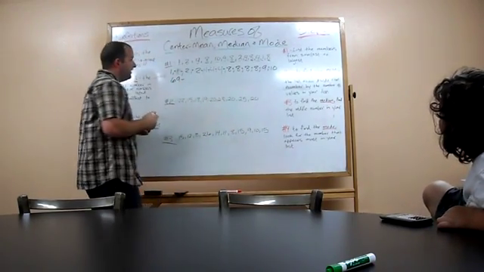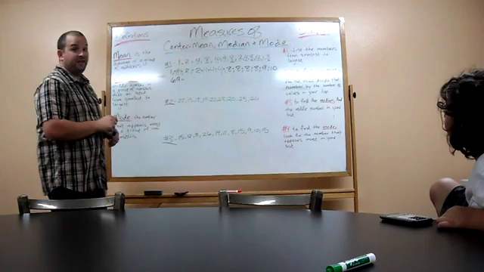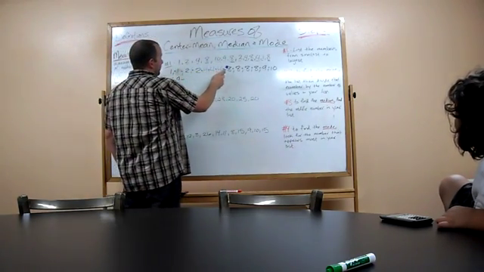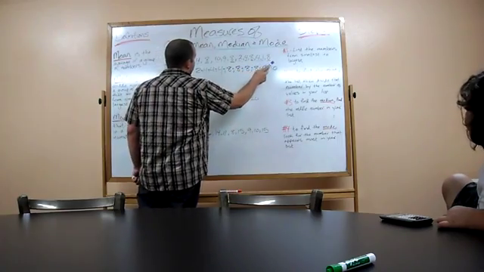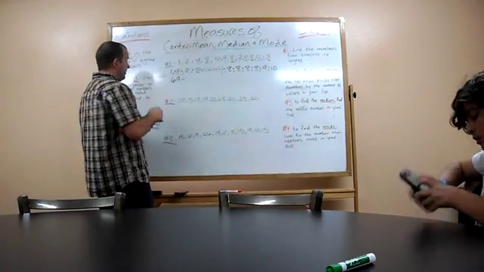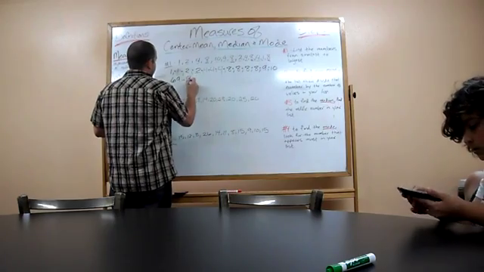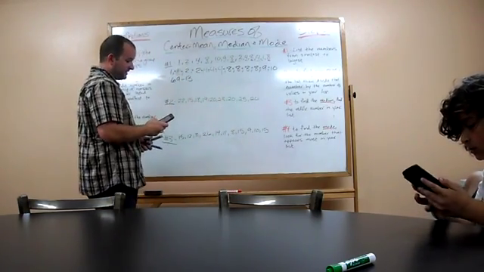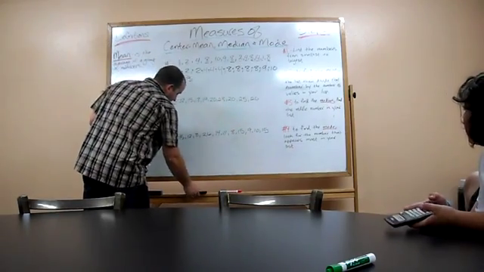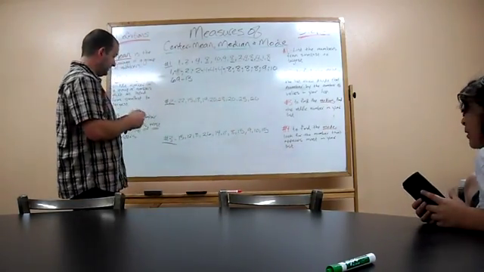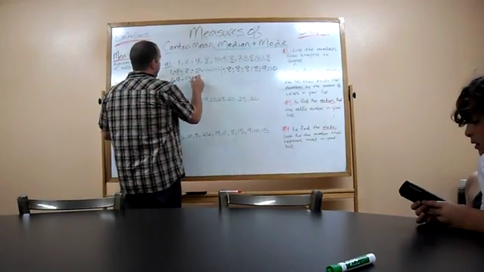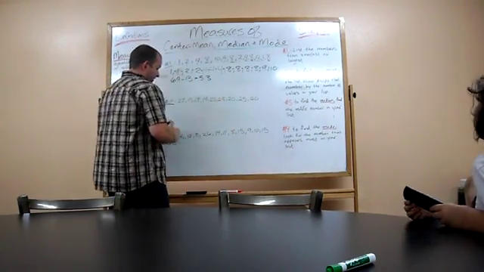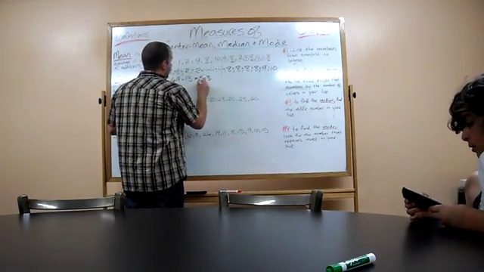And then we're going to divide it by the total number of values in our list. So we have 1, 2, 3, 4, 5, 6, 7, 8, 9, 10, 11, 12, 13 numbers in our list. So we're going to take that number 69, divide it by 13, and our mean is 5.3.